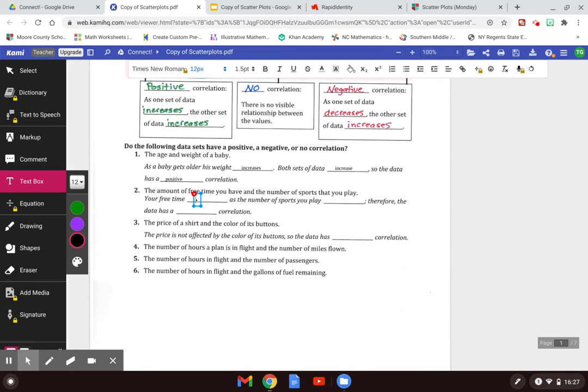Well, your free time is going to decrease because you need to give more time to each of those sports that you're committed to. So the free time decreases as the number of sports you play increases. Because one is decreasing as the other set increases, the data has a negative correlation. Okay?